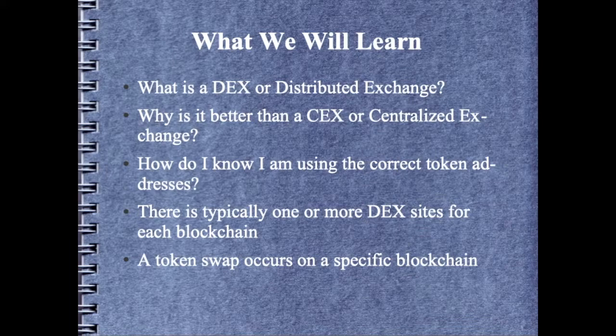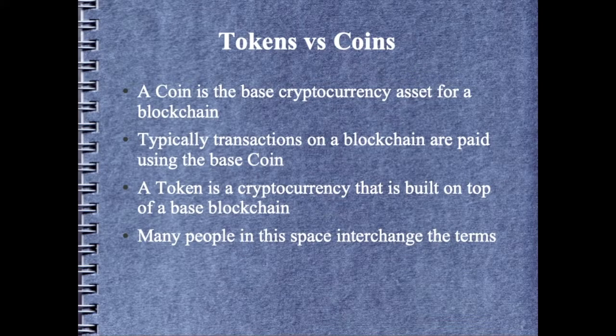Each blockchain typically has one or more DEX associated with it. We'll talk about some of the more popular blockchains and the distributed exchanges that go with each of them. And when you're swapping one token for another, you're doing it against a specific blockchain. And the demo that we're going to do today, we're going to be doing a DEX on the Ethereum network. When we get to the demo where we're going to be swapping coins, we're going to come to a point where we're swapping one coin for another or one token for another.